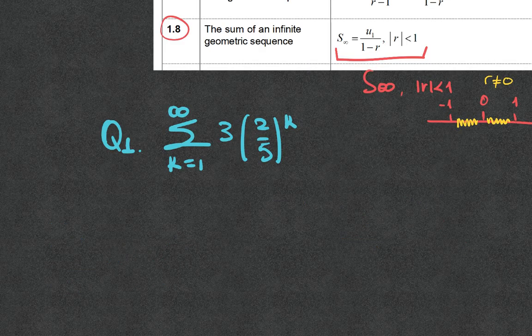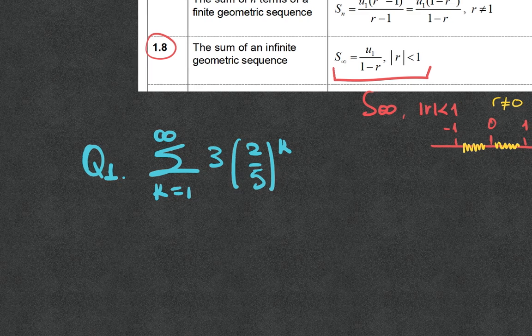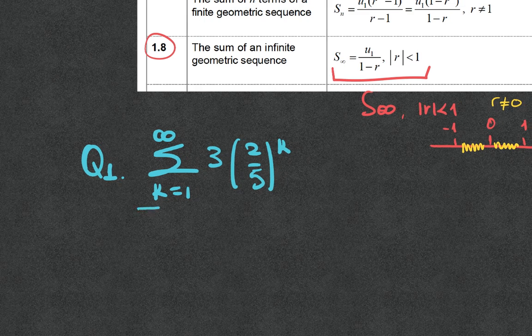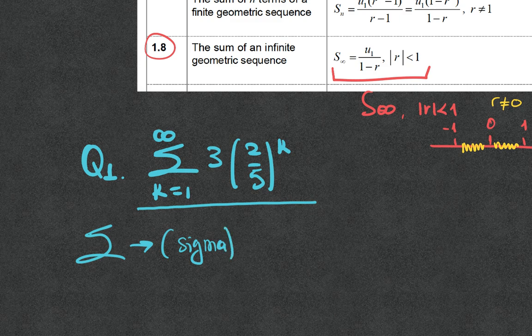Now, the question I've decided to work through is example 1, or question 1, which is the sum of 3 times 2/5 to the power of k, and it's been given to you in sigma notation. So that's the sigma that you see here, right? It's read as sigma. That's a Greek letter and stands for the first letter of the word synolo, and synolo essentially means sum.